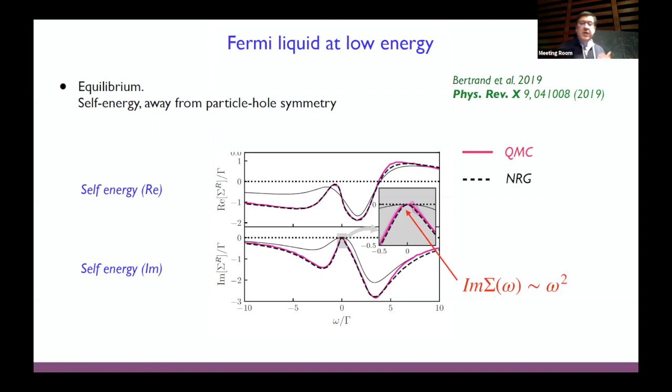Let's concentrate on the imaginary part here, which is here and zoomed here. Again, we have very good agreement between the two methods, QMC and NRG, and we see that, in fact, the imaginary part of sigma goes as omega squared, as expected. So we can capture the Fermi liquid at low energy.